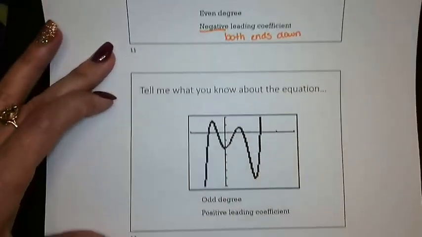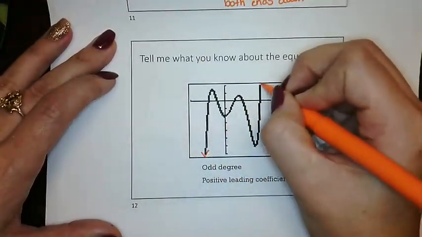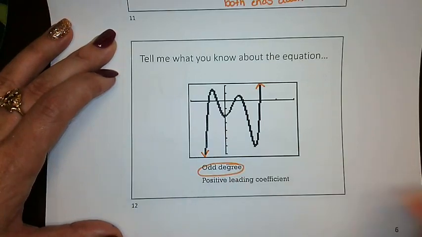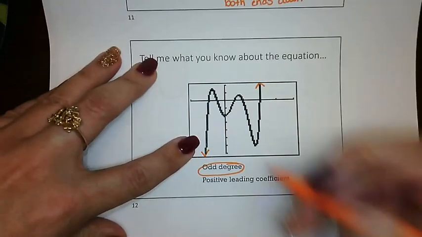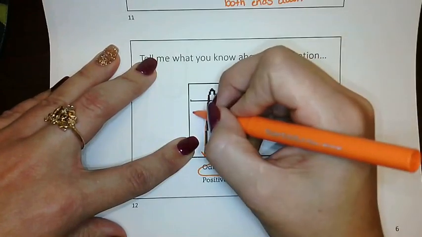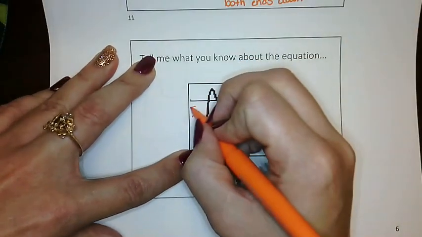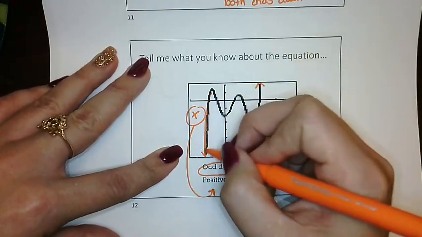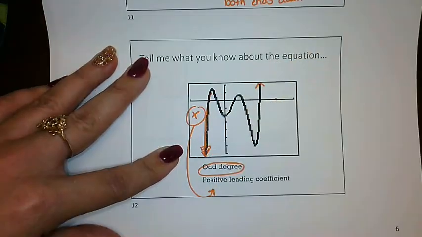Now look at this one. I see that one end is going down and one is going up, making it an odd degree. So different directions. And I know it's positive because it starts out going up. So the function's going up, but my end behavior is down.